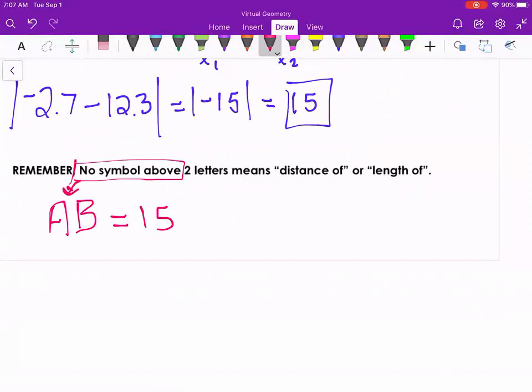I hope you liked learning a little bit about finding the length of your segments, because again, they are a measurable piece of a line, so we can measure them.